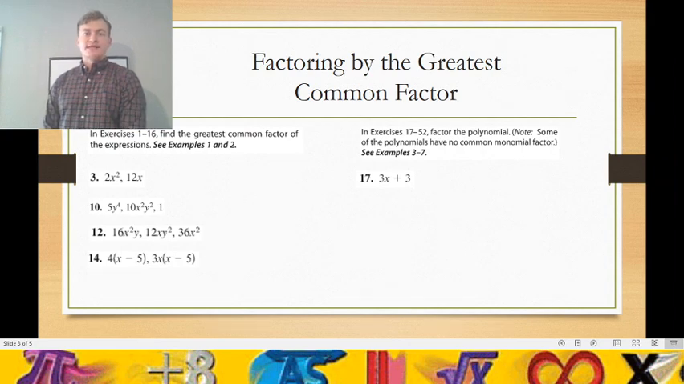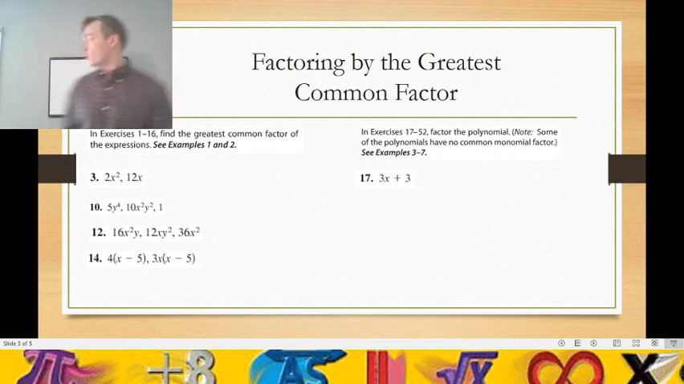For the following examples, factor the polynomial. And it says here some of the polynomials may not have a common factor. For number 17, 3x plus 3. It is a binomial, two terms. We have the term 3x, we have the term 3. So we could go off to the side of our board and list each of these terms separately.